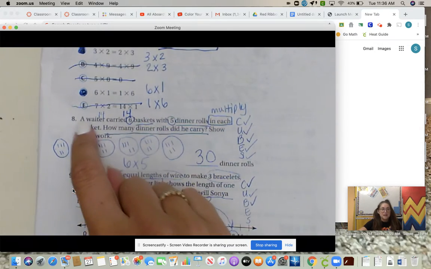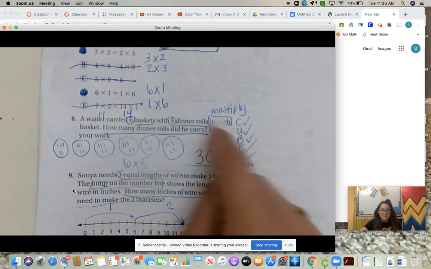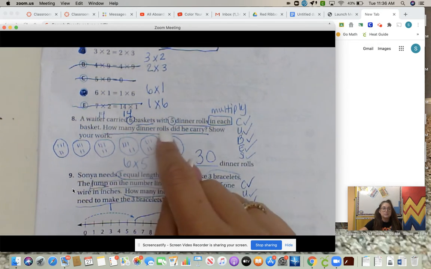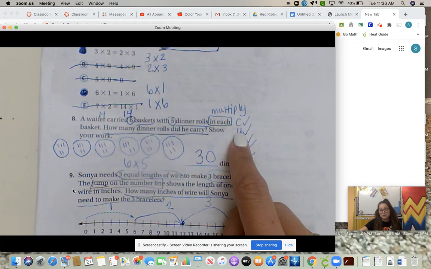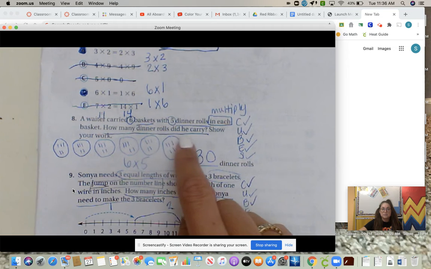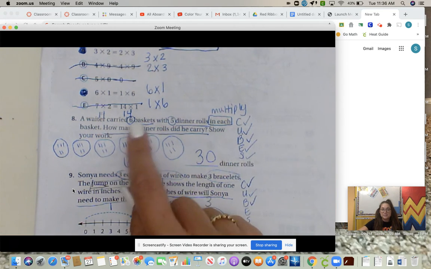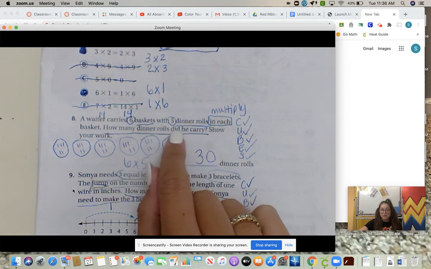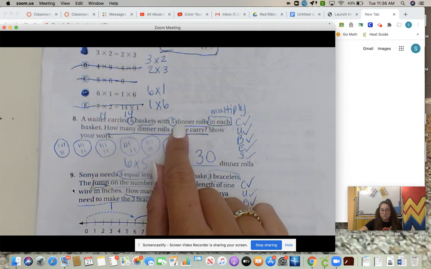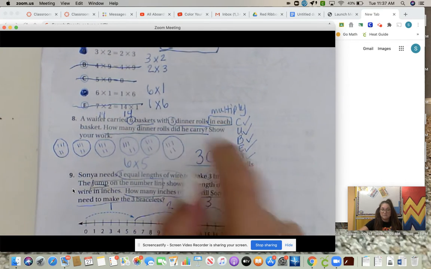Number 8. A waiter carried 6 baskets with 5 dinner rolls in each basket. How many dinner rolls did he carry? Show your work. So we have cubes. I always like to underline the sentence or the question first. So how many dinner rolls did he carry? Checked it off. Well, if you have to carry something, you're working with baskets. And we know that we're looking at dinner rolls. So here's dinner rolls. So we need to circle the key numbers, which are 6 and 5.